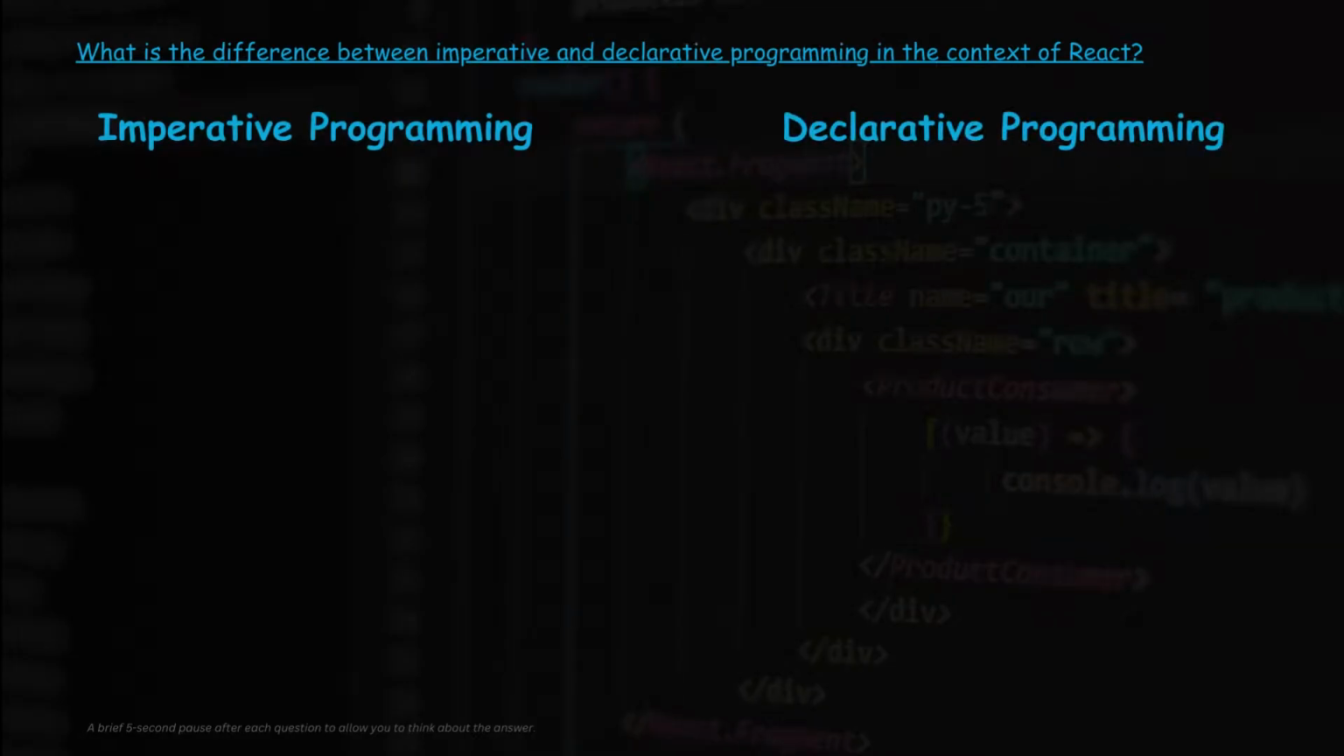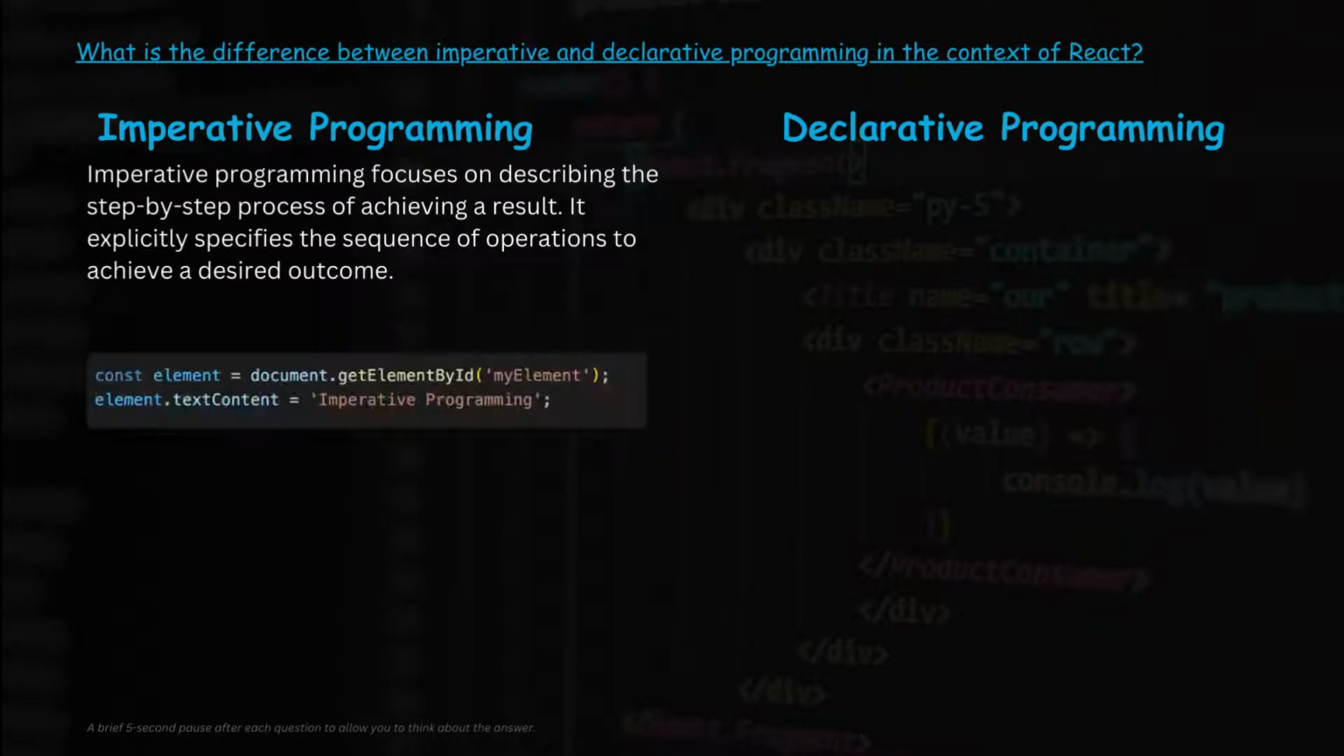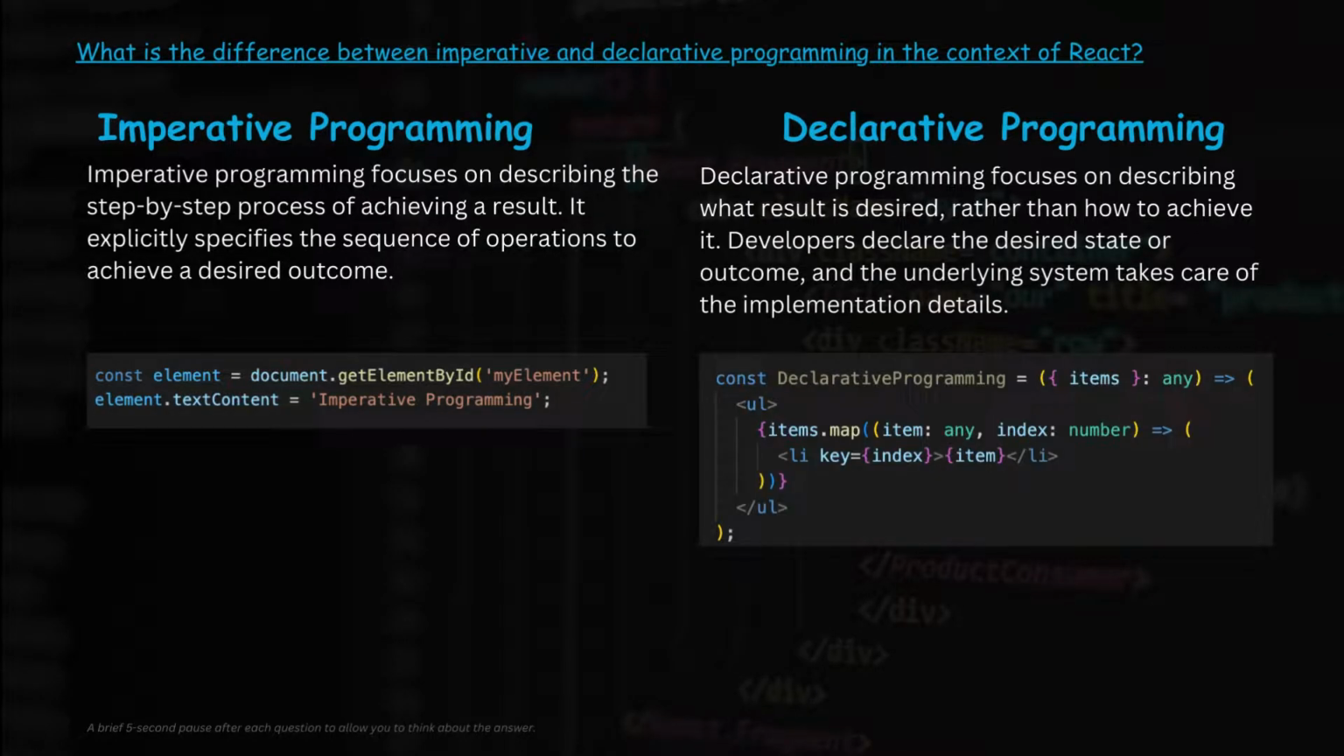Question 16. Explain the difference between imperative and declarative programming in the context of React. Imperative programming focuses on describing the step-by-step process of achieving a result. It explicitly specifies the sequence of operations to achieve a desired outcome. While declarative programming focuses on describing what result is desired, rather than how to achieve it, developers declare the desired state or outcome, and the underlying system takes care of the implementation details.